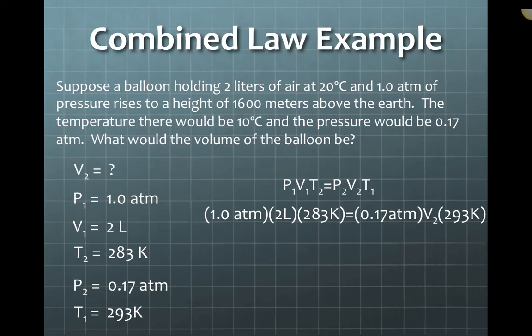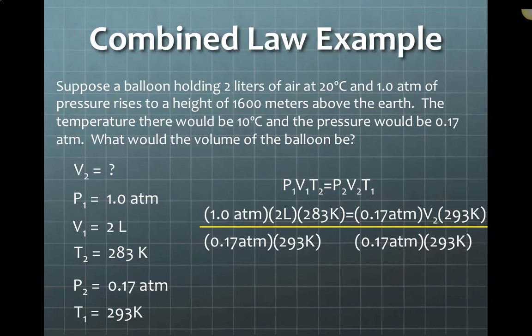We can plug in all of those variables into the formula. To solve for V2, we're going to have to divide both sides by 0.17 atm and 293 Kelvin. Hopefully you can see that the 293 Kelvin will cancel, the 0.17 atm will cancel on the side with our variable. And then on the other side, our atms and our Kelvins will cancel as well. So we'll be left with just liters, which is a volume. And so we can calculate this and we get a volume of 11.3 liters.